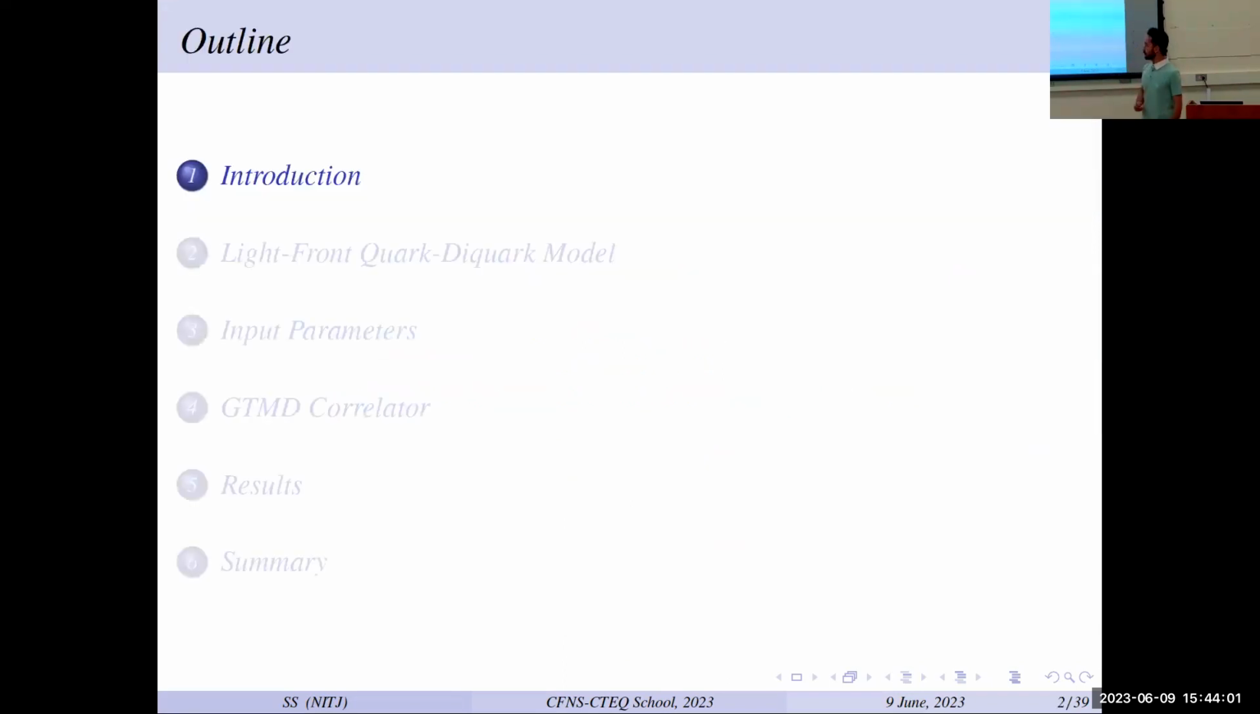So here is the outline of my talk. First, I will start with the introduction part. Then I will discuss about light front quark diagram model. This is the model which I'm using, then its input parameters. After that, I will discuss about GTMD correlator results and then summary.